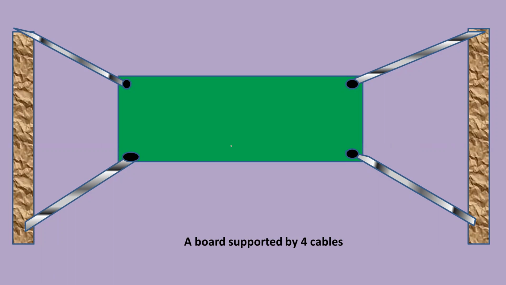So this board, this is one advertisement board. Okay, it is supported by 4 cables. So cables are connected at the corners. Okay, so this board is hanging with the help of the cables. So each cable will have some tension. So this is the T1, this is T2, this is T3, and this is T4.